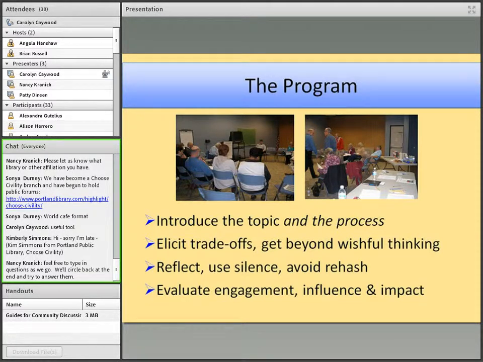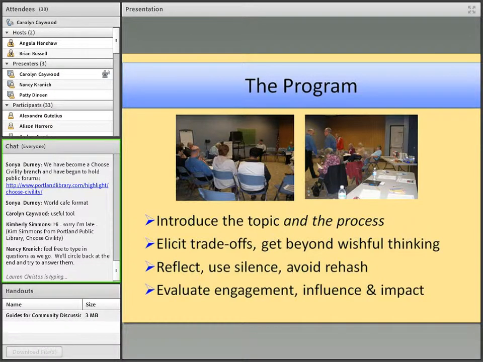Talking about trade-offs is something that we don't do enough of when we talk about public issues. It's a very important part of the deliberation. Also, reflection, an actual moment of silence to think about the conversation before you go on, and talk a little bit about what each person learned from it. Not to rerun as often they try to do.